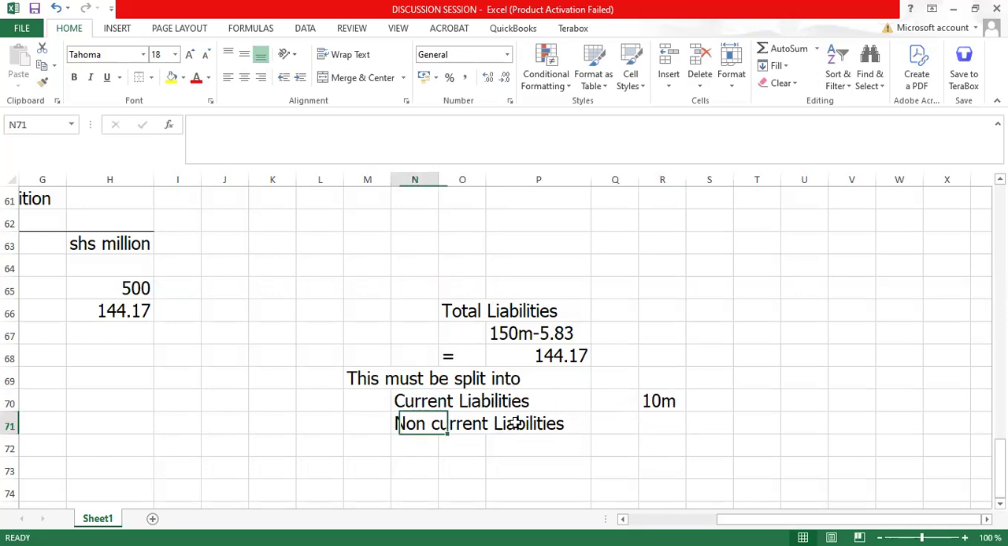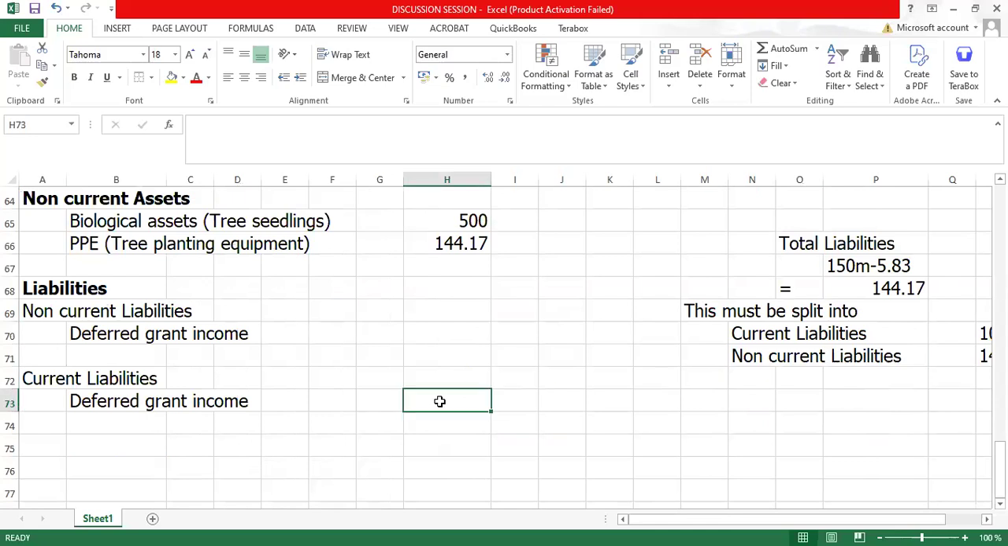Then the non-current liability will be the remaining balance, 144.17 minus 10. Because you're recognizing this in the next year, you have not yet recognized it. That's why it is a liability. But once you recognize it next year, it will not be a liability. So that's how you will always deal with this. So the current liability will be the 10.